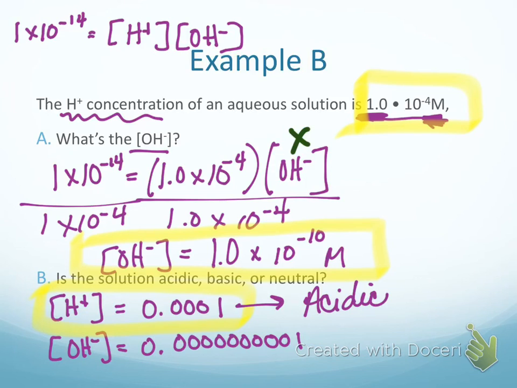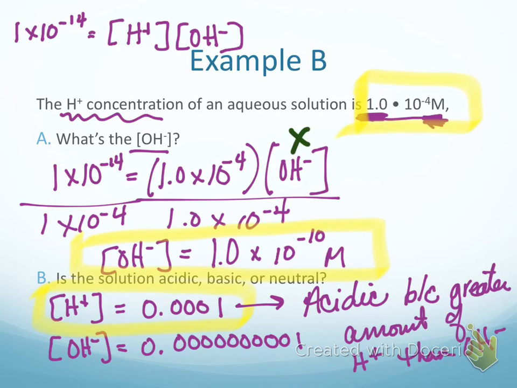If we took like a pH strip or an indicator, we would test the solution and get an acidic result. So hopefully that helps you solve this, and I've got one more example for you.